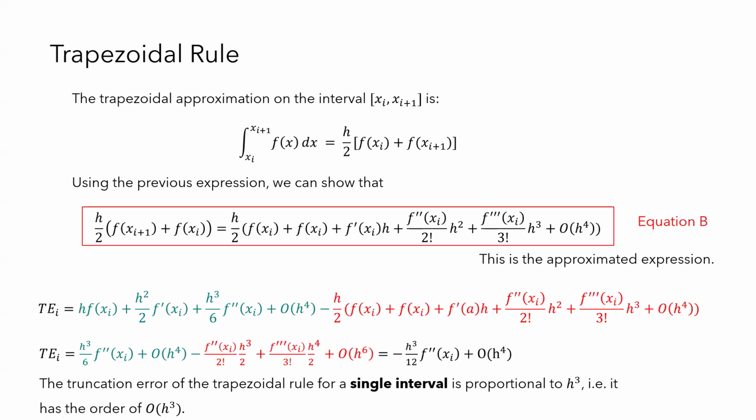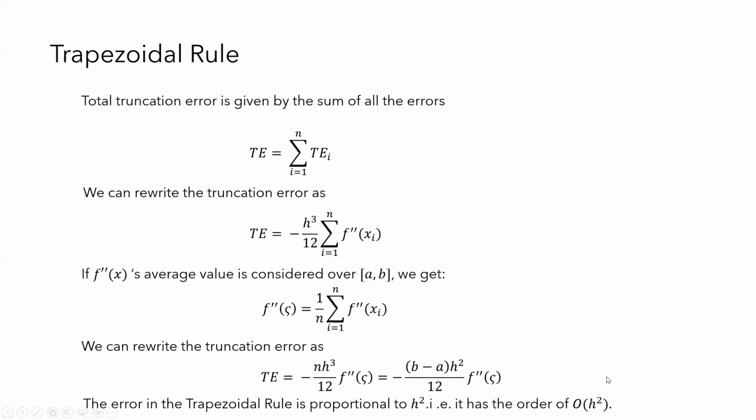For a single interval, the truncation error is proportional to h to the power 3. However, for the whole range, that is from a to b, the truncation error is proportional to h to the power 2. So there are two types of truncation errors with two different orders when we consider a single interval and the whole range.